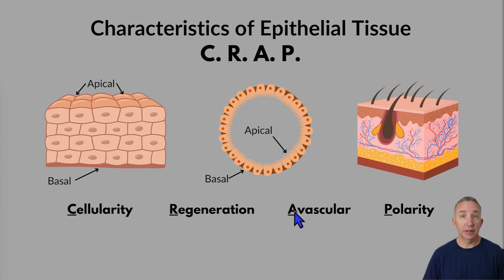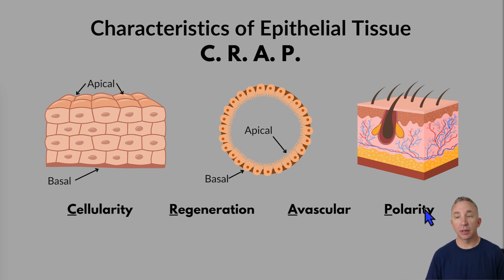Avascular: a meaning without, vascular meaning vessels. So they don't have a direct blood supply. When I look at the picture here, the skin, this is the epidermis. Below it is connective tissue, and this is the dermis. When I look at the dermis, I can see those blood vessels. This is the blood supply for that epithelial tissue on the top. So I don't have a direct blood supply in the epithelial tissue. It's supported by the underlying connective tissue.